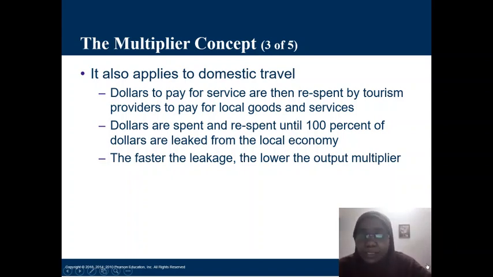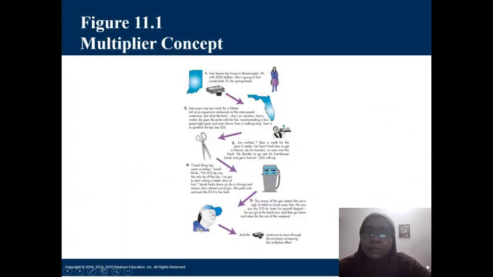They will pay for the rent of that particular location, and they will even pay for the staff. So all these are also part of the multiplier effect. They are also respending the money within the economy. Dollars are spent and respent until 100% of dollars are leaked from the local economy. The faster the leakage, the lower the output of the multiplier. So this is simply an explanation of how the multiplier effect works.